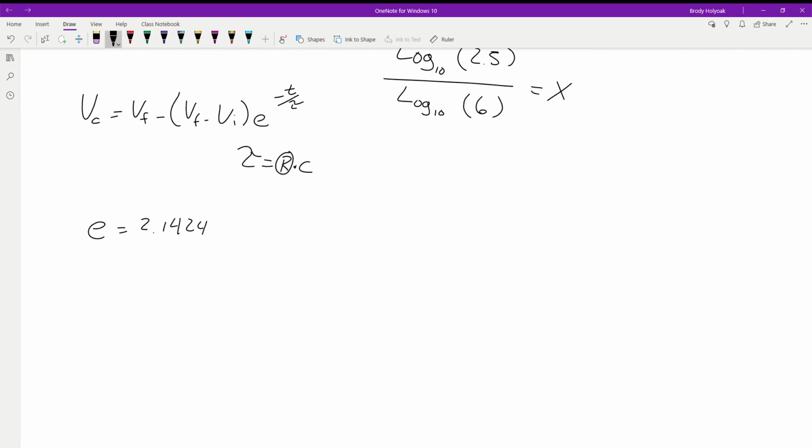But what we do with this is if we have E, we take the natural log, which is the base E, of 2.1424 is equal to x. So e to the whatever power.